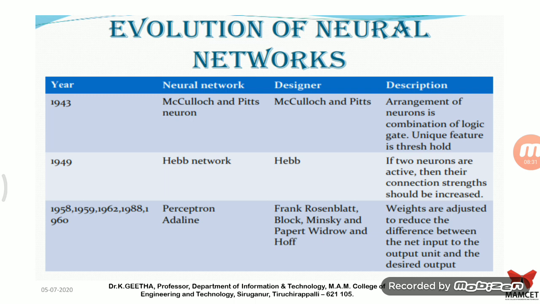The evaluation of neural networks. The McCulloch and Pitts neuron came in 1943. It was designed by McCulloch and Pitts, and here the arrangement of neurons is a combination of logic gates. Its unique feature is the threshold. In 1949, the Hebb network was discovered by Hebb. Here, if two neurons are active, then their connection strength should be increased. From 1958 to 1960, we had the perceptron and Adaline, designed by Frank Rosenblatt, Block, Minsky, and Papert, Widrow and Hoff. Here the weights are adjusted to reduce the difference between the net input to the output unit and the desired output.